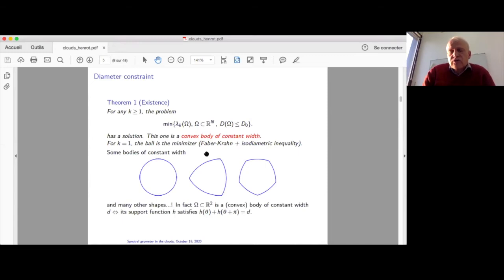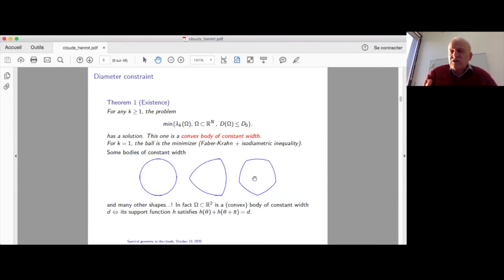Here, for those who are not familiar with bodies of constant width, I give a plot of 3 of them. The disk is, of course, a body of constant width. The famous Reuleaux triangle, which is obtained by plotting 3 arcs of circle on an equilateral triangle. And on the right, you have the same for a pentagon. So you have the regular Reuleaux pentagon. You have, of course, many irregular Reuleaux pentagons, which are still bodies of constant width.